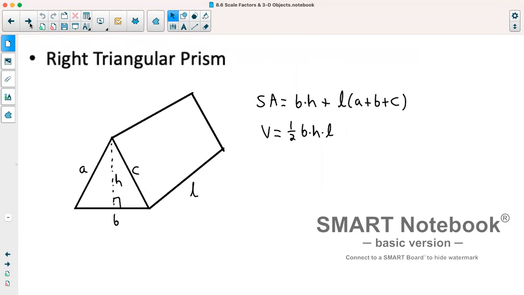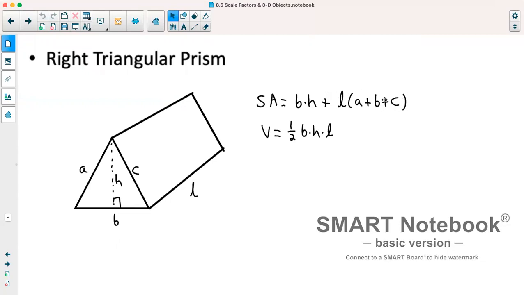Next, we have a right triangular prism. Now, our surface area is our base times height, because essentially we've got a triangle here, which the area of it would be 1/2 base times height, but we've got 2 of them because we have 1 on each side. So when we multiply 1/2 base times height by 2, we get base times height. And then we have length times A plus B plus C, because essentially we can think of these sides of a triangle if we pulled it out into a straight strip. We would have one dimension, which would be L, and the other dimension of it would be the addition of these sides, creating a rectangle.